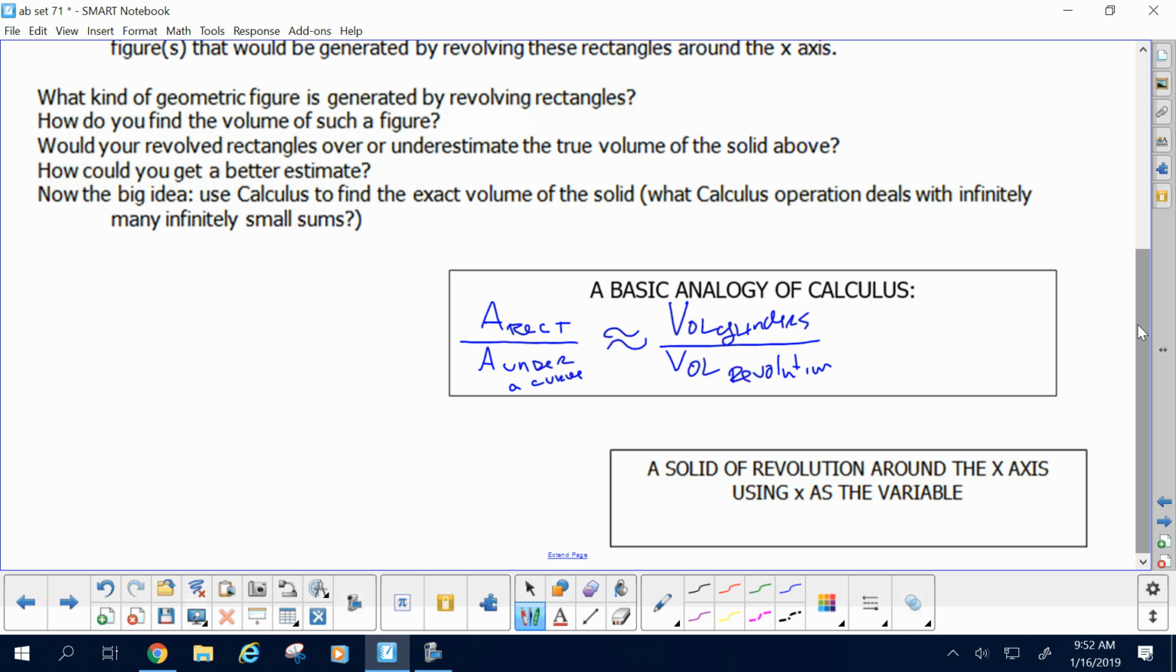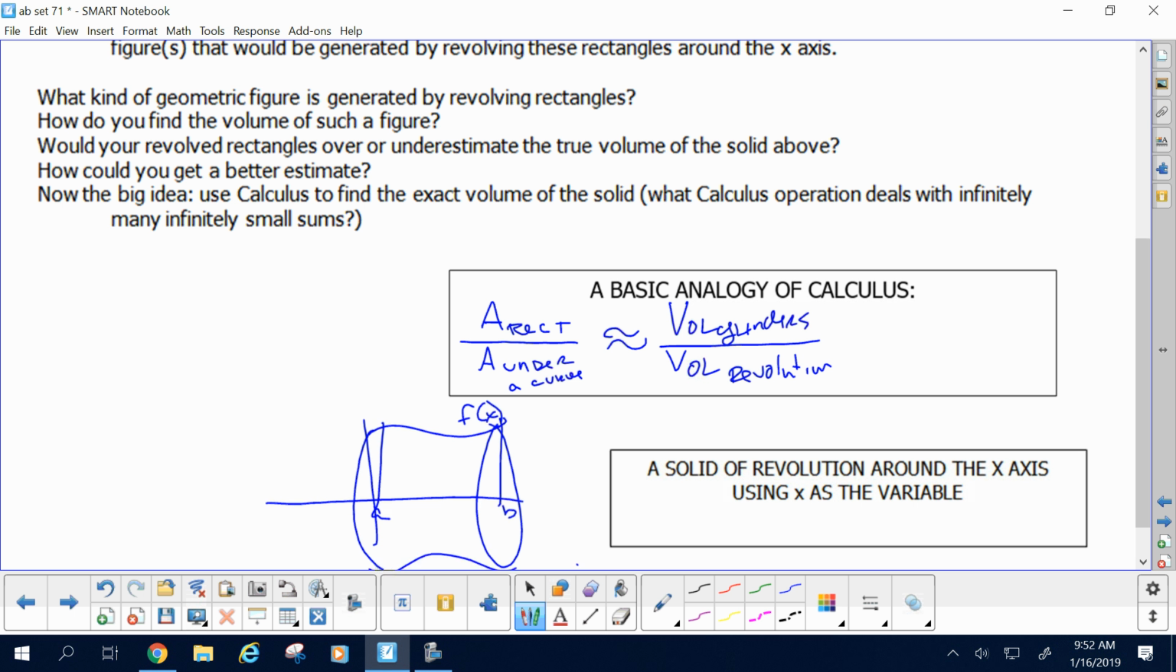If I were to talk about any curve, let's just call it f of x, over a region from A to B, and I were to revolve this around the x-axis, then I get a volume of revolution. I can get the volume of that by finding the sum of all these tiny disks. I know they're cylinders, but when they're infinitely thin, we typically call them disks. This is called the disk method.